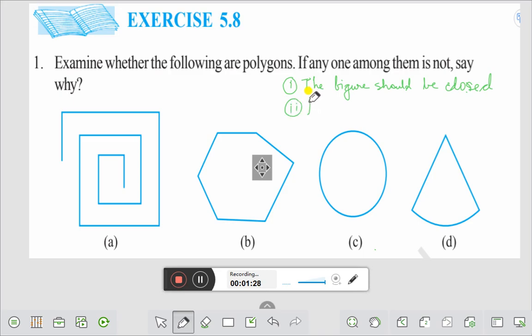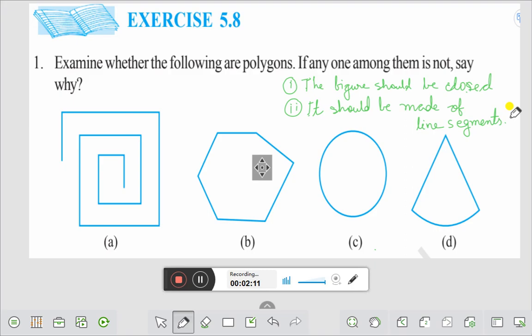It should be made of line segments. Right? That means a polygon is a figure which should be closed and should be made of line segments.